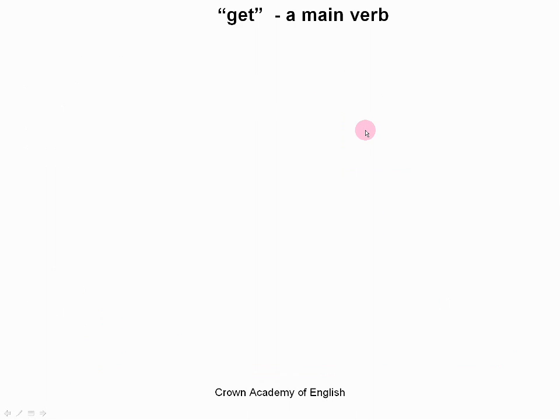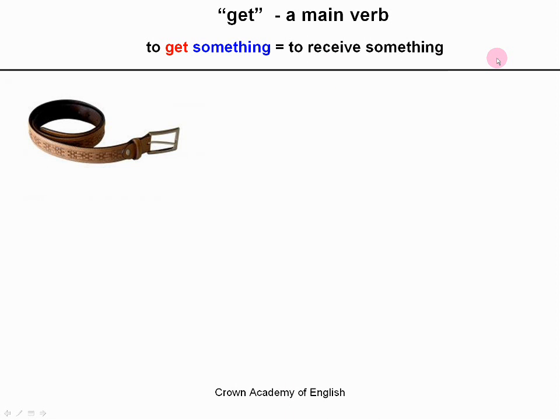So let's look at the meaning of get when we use it as a main verb. So first example is to get something means to receive something. Example. I got a belt for my birthday. Okay, I received a belt for my birthday. I got a belt for my birthday.